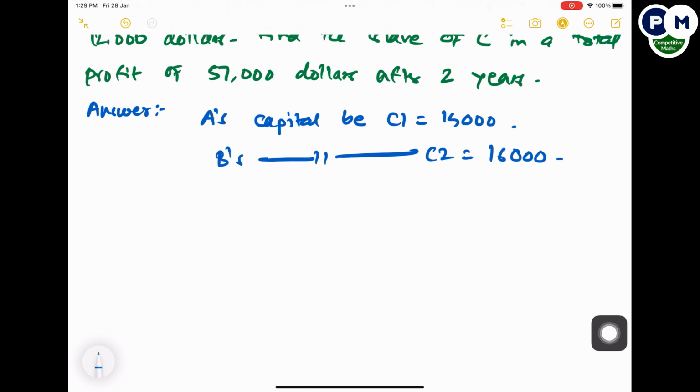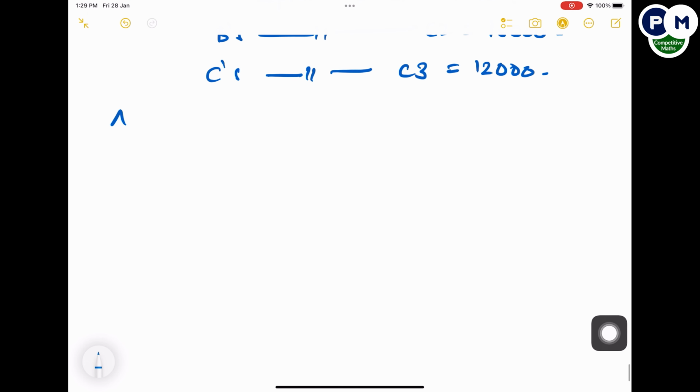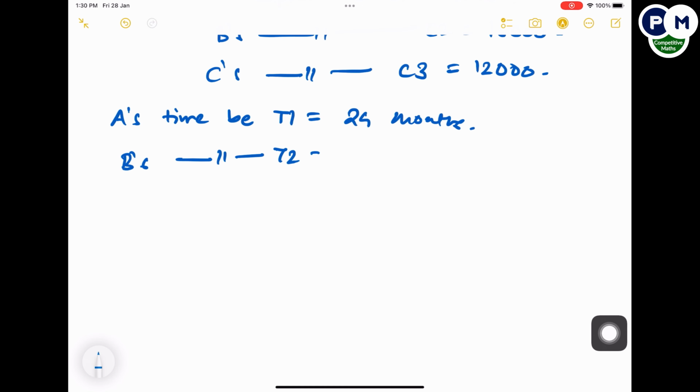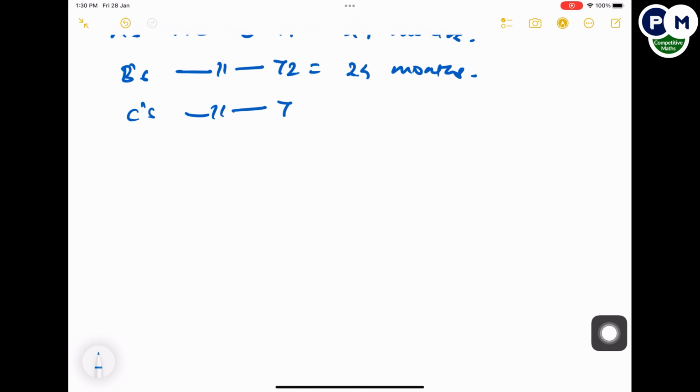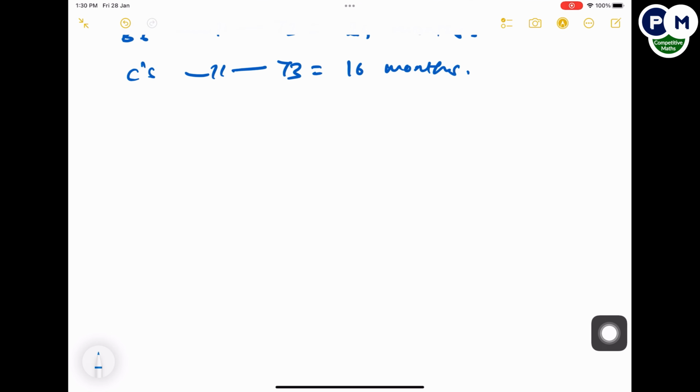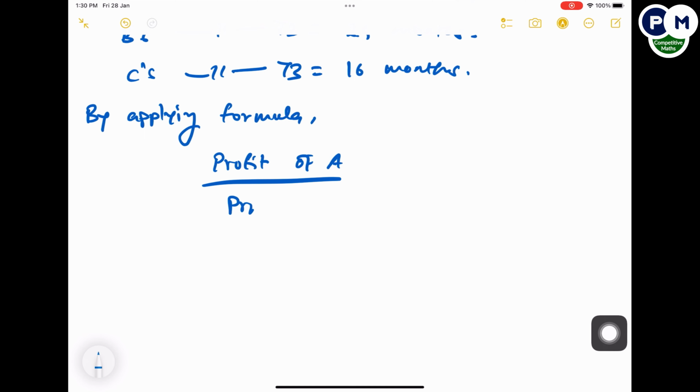Here is an answer with explanation. A's capital be C1 equals 14,000. B's capital be C2 equals 16,000 and C's capital be C3 equals 12,000. A's time be T1 equals 24 months, B's time be T2 equals 24 months, and C's time be T3 equals 16 months. Profit, $57,000. Apply formula. Profit of A to profit of B to profit of C equals C1 multiplied by T1 to C2 multiplied by T2 to C3 multiplied by T3. C's share equals $12,000.